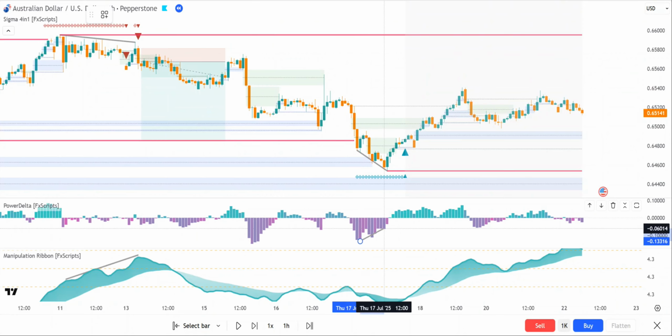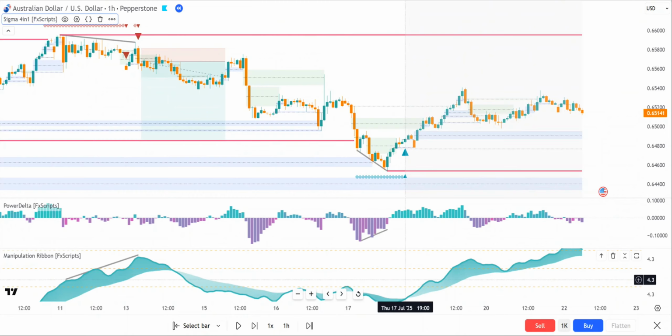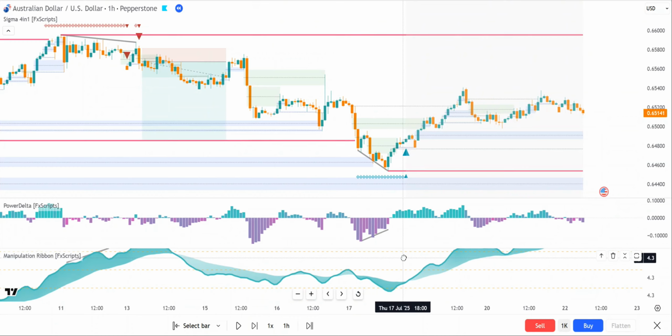The manipulation ribbon, as we can see, there is no divergence this time. There is an earlier divergence, but there's been no reversal print at that point. So you disregard that. You see the reversal print start. You get the warning here. It breaks here. Now you're looking for an upside trade.